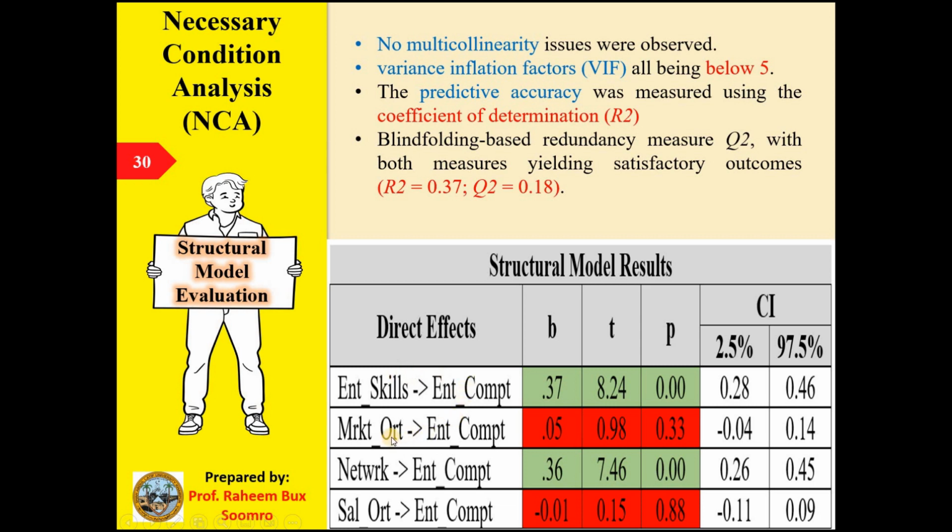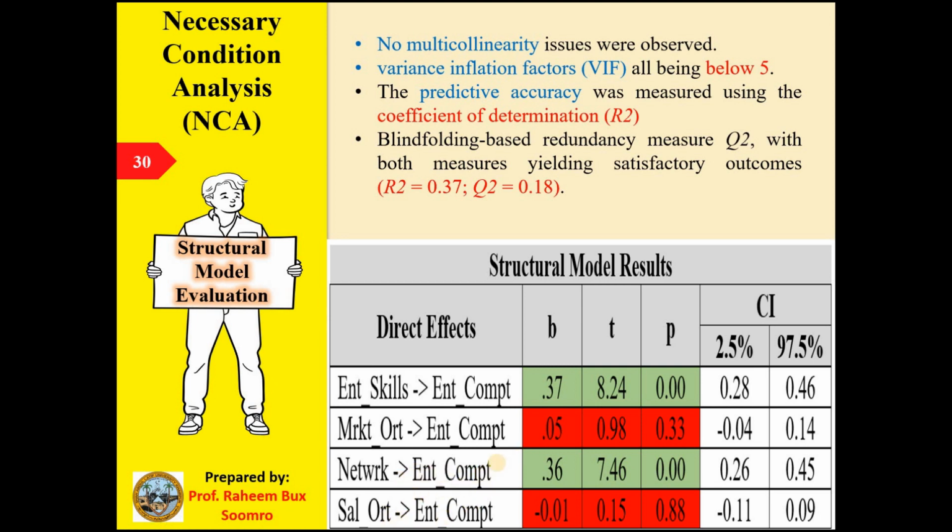The impact of market orientation on independent competence is not significant because its p value is more than 0.05 and its t value is less than 1.96. In other words, it means a meager beta value is there.